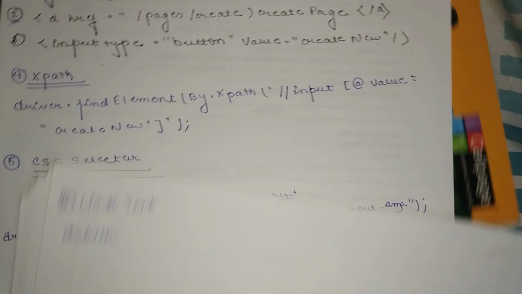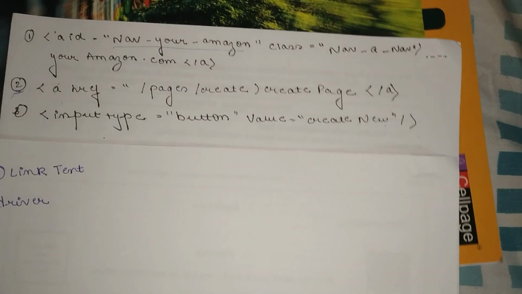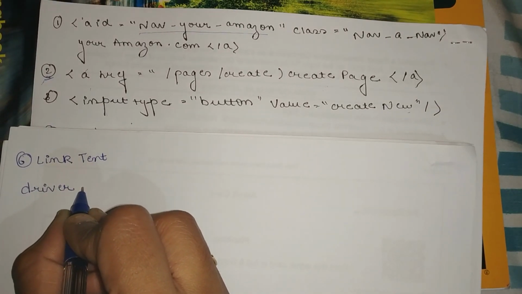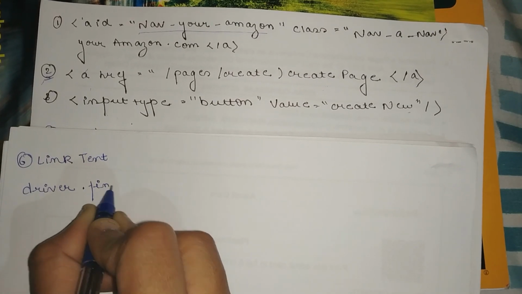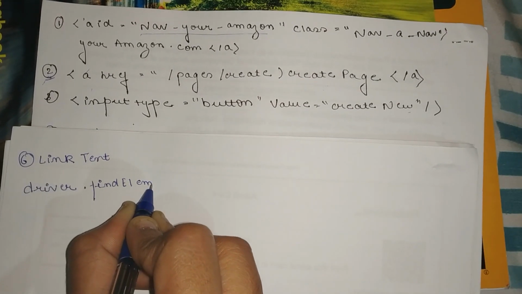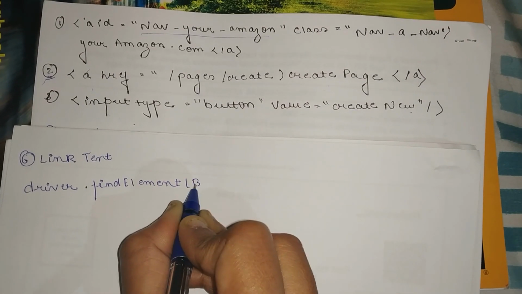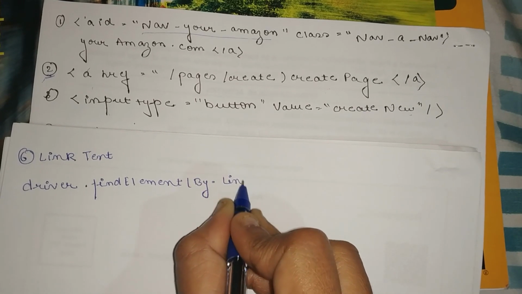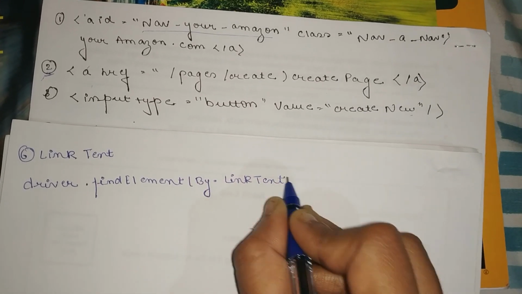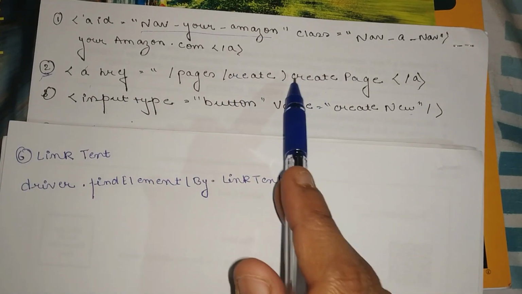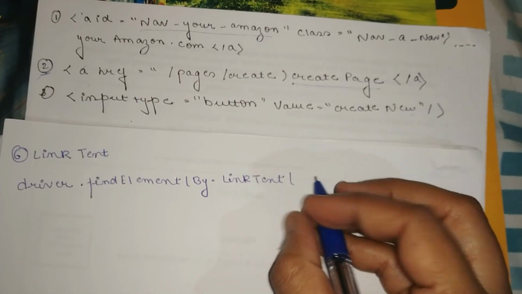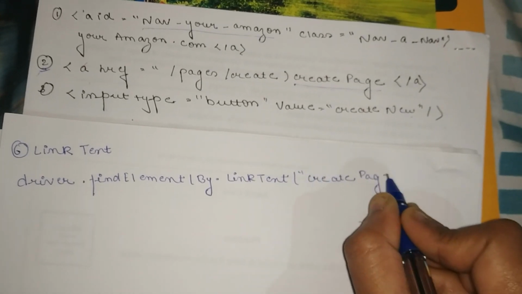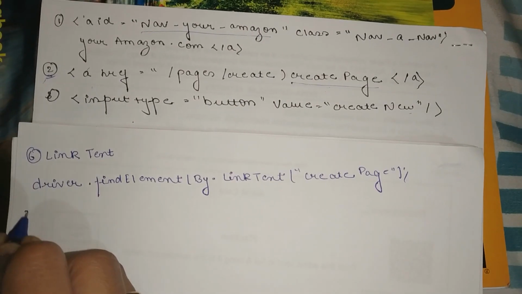It will be driver dot find element, then by dot link text. And what is the link text? See, I'm using the second one. As I told you, this is the create page, this is the visible text. Okay, so we'll write create page. Okay, now the seventh one.